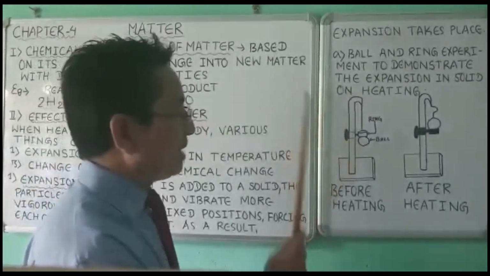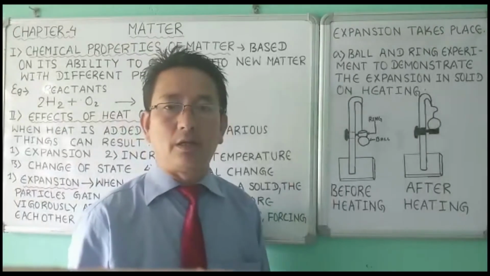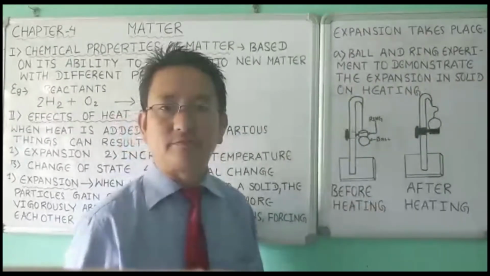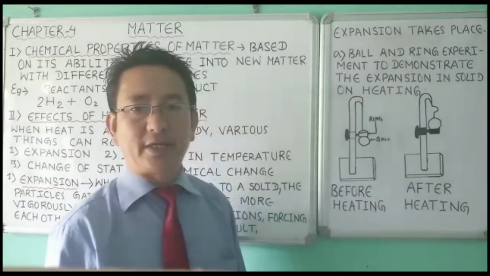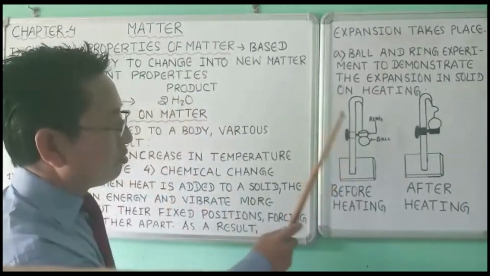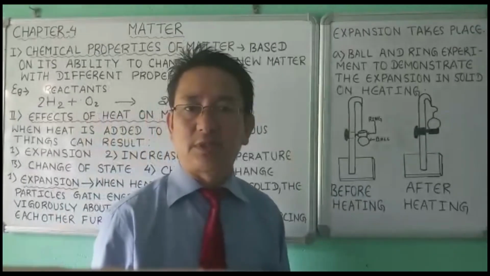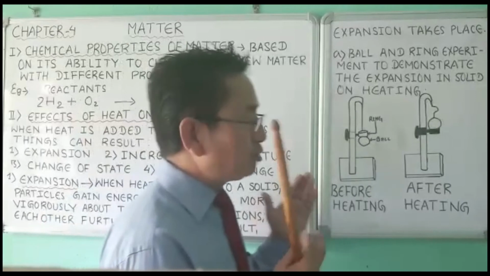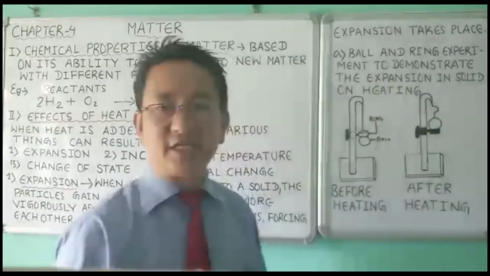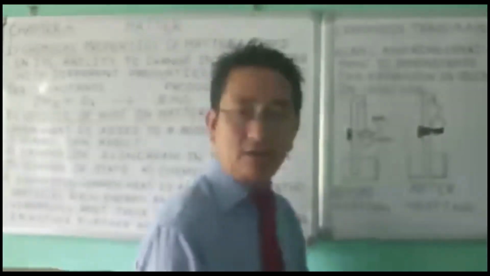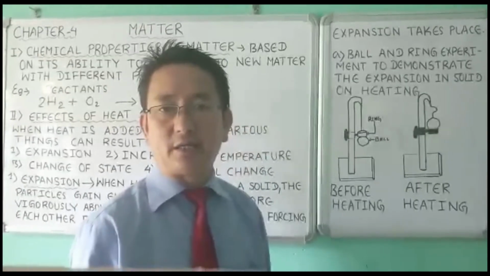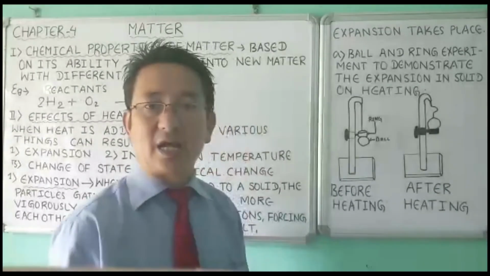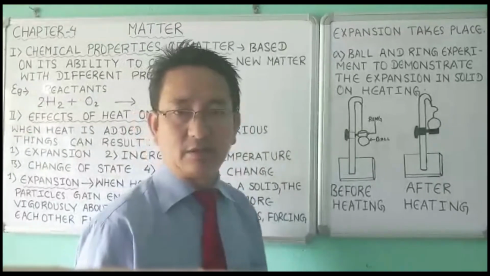Here this metal ball can easily pass through this ring at room temperature. When this metal ball is heated by using a candle or spirit lamp, and then we put the metal ball into this ring, this ball cannot pass through this ring. This is because this metal ball has expanded on heating.